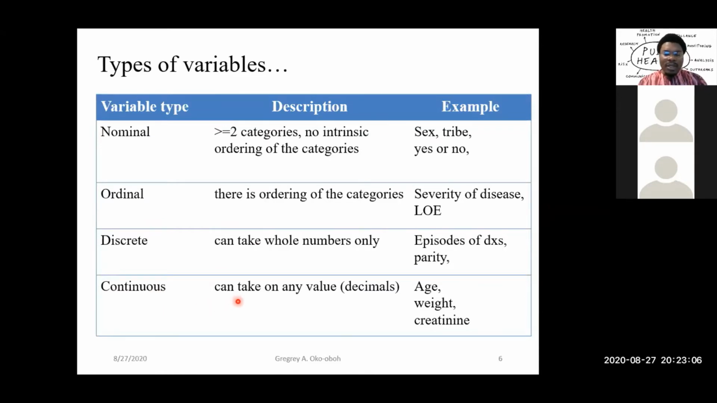Continuous variable is the second example of quantitative variable. And these variables can take on any value in the number line, both fractions, decimals, and so on. A good example is age, weight, and even creatinine levels. So these are the different types of variables based on the data generating process.